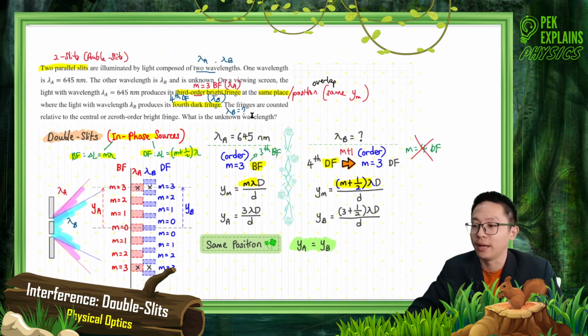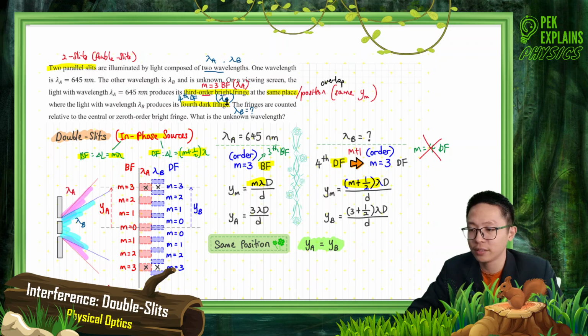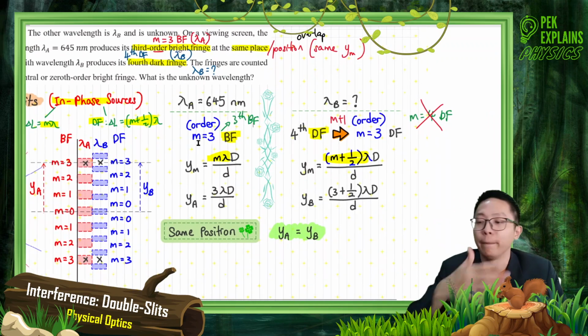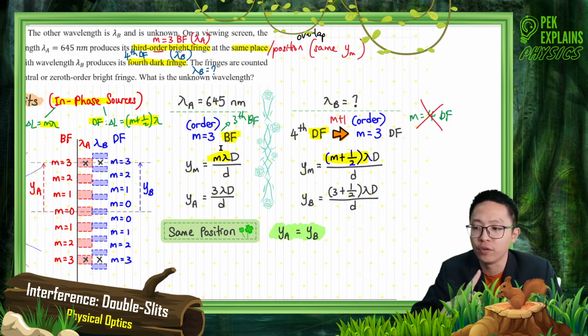Okay. So you already say the third order bright fringe of lambda A overlaps with the fourth dark fringe of lambda B. So this is very important to determine the value of M. So now I already got the value of M for lambda A, which is 3. I also got the value of M for lambda B, which is also 3. Then after that I can substitute into the formula.